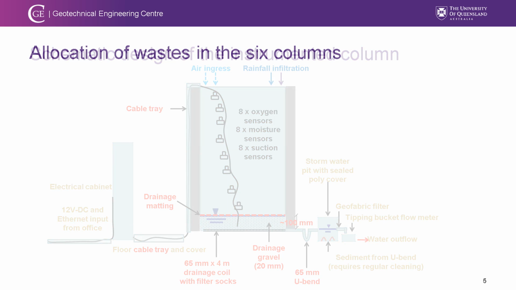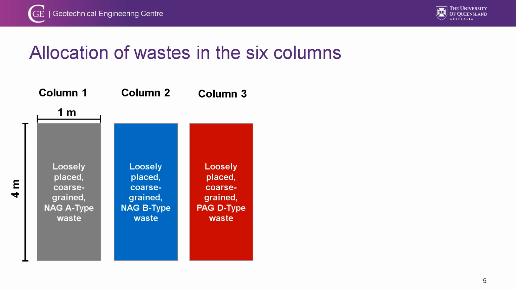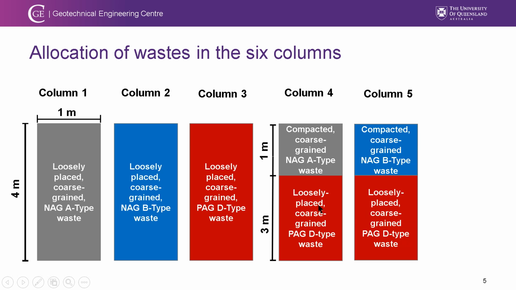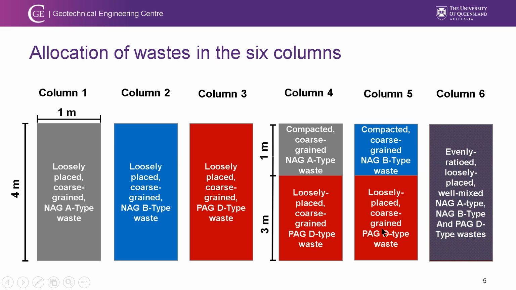The allocation of the wastes is done in the following ways. Columns 1, 2, and 3 are considered as controls with relatively homogeneous A, B, and D type, loosely placed, coarse-grained. Column 4 is A type compacted on top of D type waste. Column 5 has B type waste on top of D type waste. Column 6 is evenly ratioed, loosely placed, and well mixed of the 3 types of wastes.